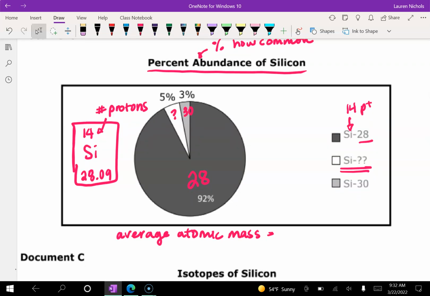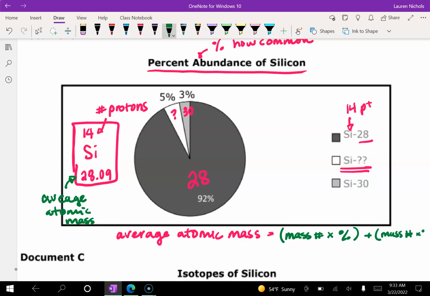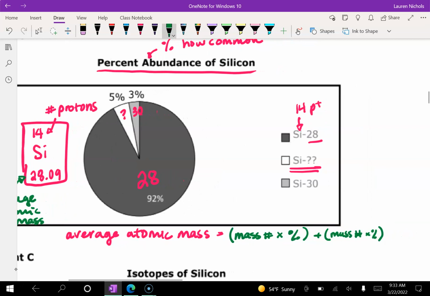On the periodic table, the average atomic mass is the number at the bottom. It's a mass average of all of the isotopes based on their percent abundance. The way you calculate it is your mass number times the percentage, plus the mass number of the next one times its percentage, and you keep going for however many isotopes there are, all divided by 100 since it's a percent.